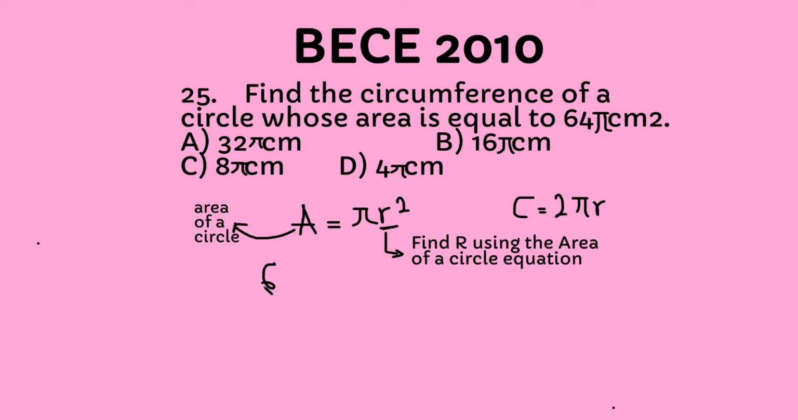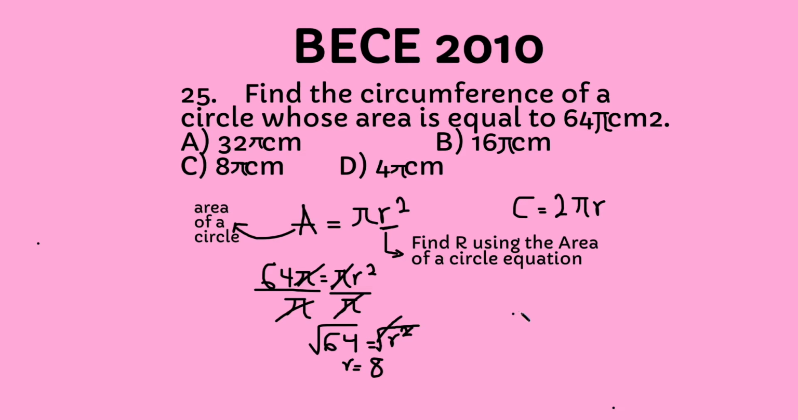We have 64 pi being our area, equal to pi r squared. The pi's will cancel each other. Then we have 64 equals r squared, making r equal to 8. Now that we know our radius is 8, we would apply this to our circumference formula, which would be 2 pi times 8, equals 16 pi centimeters.